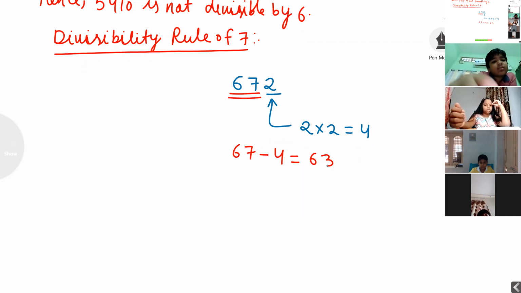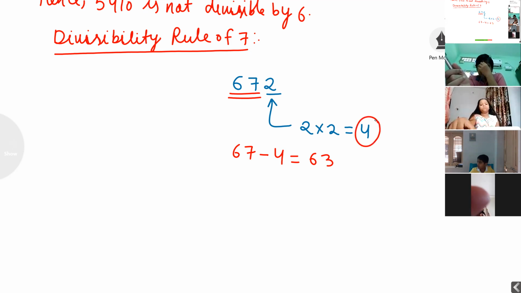Listen carefully, students, to what I have done here. Firstly, I have taken double of the ones place: 2 into 2 is 4. After that, except the ones place, I write the remaining digits here, 67, minus double of the ones place, 4. 67 minus 4 is equal to 63. Now I will check whether 63 comes in the 7 table or not.